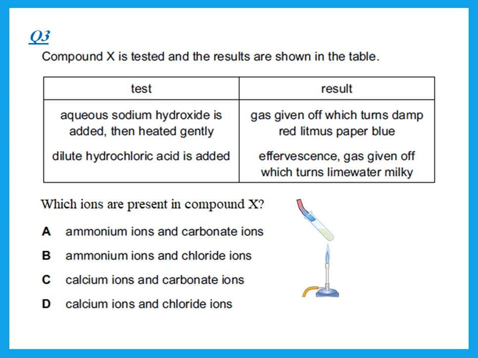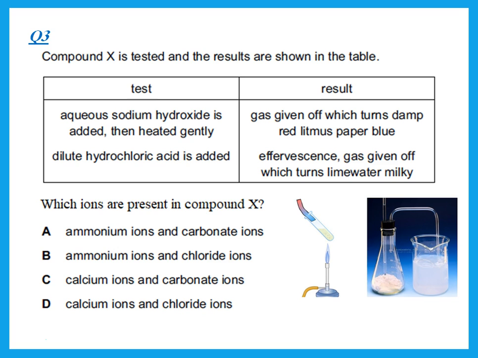Then he added dilute acid and he got again effervescence turns lime water milky. Remember that this is test for what? This is test for carbonate, and we can add any acid. So in the previous question, he added nitric acid, or here he added hydrochloric acid. If you add acid to something and it gives bubbles of gas that turn lime water milky, that means I have carbonate.